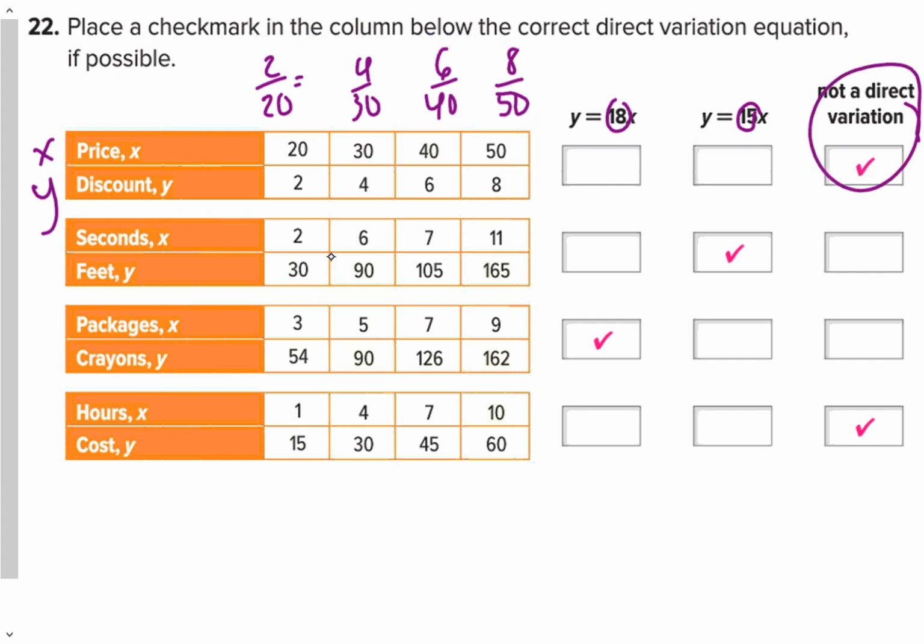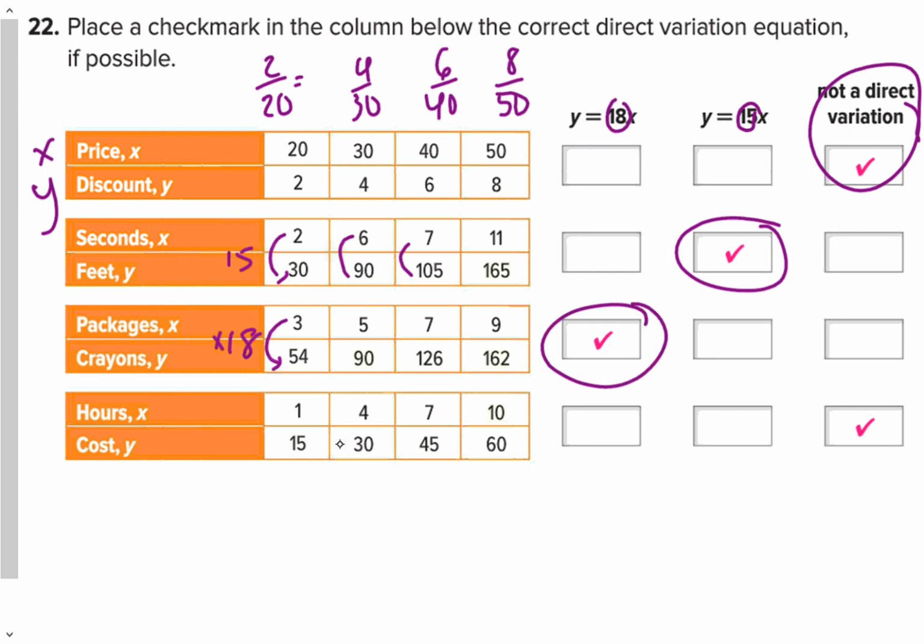Here's the second one. You have to see if you're multiplying by 15 or multiplying by 18. So 2 times 30 is 15, absolutely. 6 times 9 is 15. 7 times 15 is 105. And then 11 times 50 is 165. So that's there. And then check if your x was multiplied by either 18, 15, or not at all. So this one is actually multiplied by 18. 5 times 18 is 90. 7 times 18 is 126. 9 times 18 is 162. So that's why that's that answer.